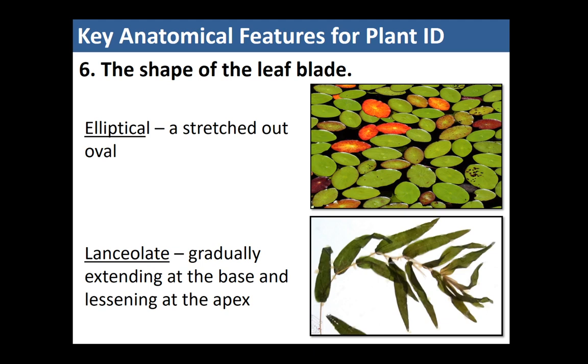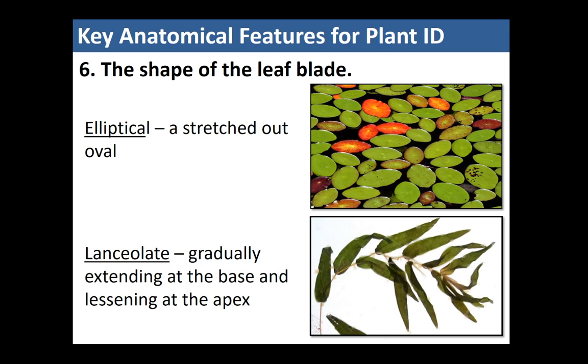So the first one is called elliptical. An elliptical leaf is one that is an oval, and imagine you took the ends of the oval and just pulled them out a little bit. It's a stretched out oval. So the picture on the upper right shows elliptical leaves, and that is a Brasenia, also called water shield, because the leaves take a shield-shaped look, which means elliptical.